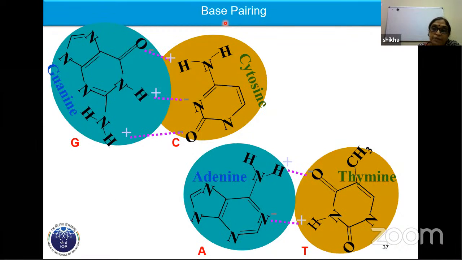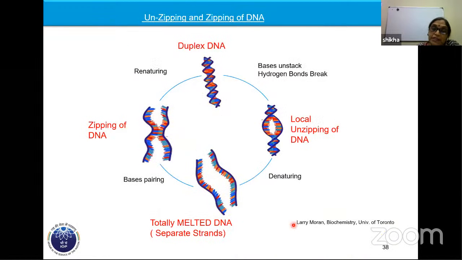This is the same base pairing: G always connects with C via 3 hydrogen bonds, whereas A connects with T usually with 2 hydrogen bonds. This is another interesting phenomenon in the case of DNA. DNA is double stranded, so the two strands are connected.